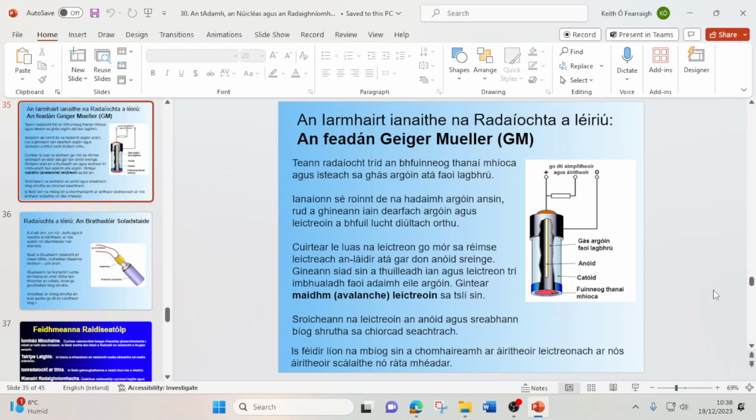If it's 4, it's just 2 to the power of 4. It's 1 over 2 to the power of n, where n is your number of half-lives.